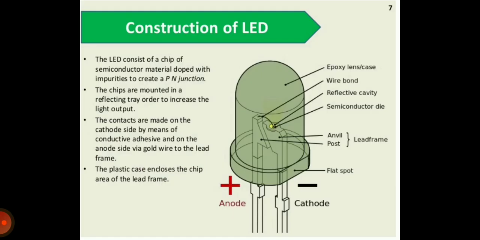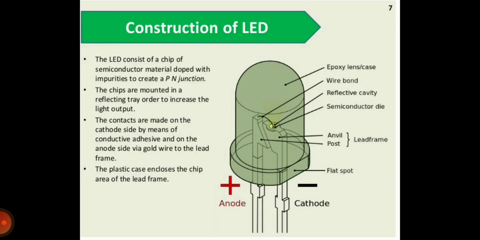Construction of LED. This is the actual structure of a light emitting diode. From the upper side it consists of epoxy case, then wire bond, then reflective cavity, semiconductor, then lead frame and flat spot at the lower side. The terminals are taken as anode at the left side and cathode at the right side, which is connected to negative, and anode is connected to the positive.